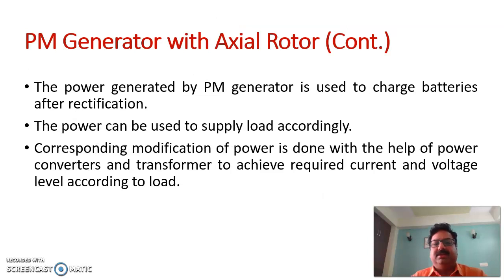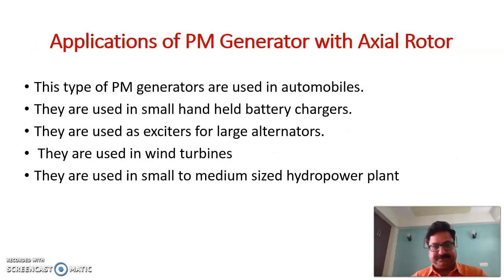Whatever power is generated by this generator is utilized for charging of the batteries, after rectification, because AC can be converted to DC with the help of rectifiers. And there are some power converters which are utilized to ensure the power modification according to requirements. So with the help of power converters and transformers, power modification is done to achieve the required current and voltage level as per the requirement of our load.